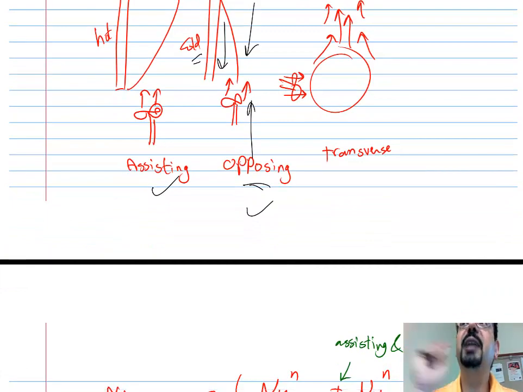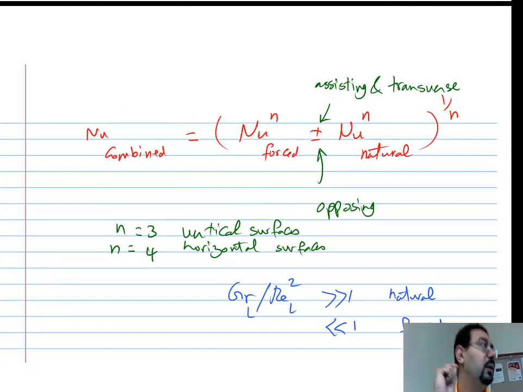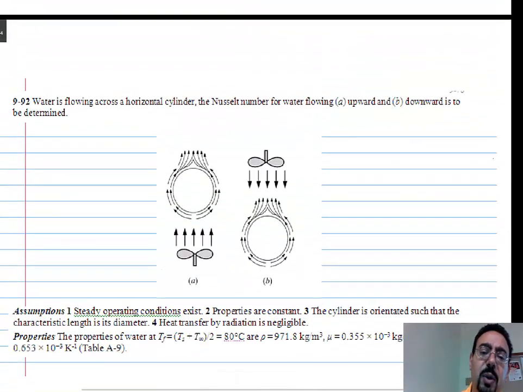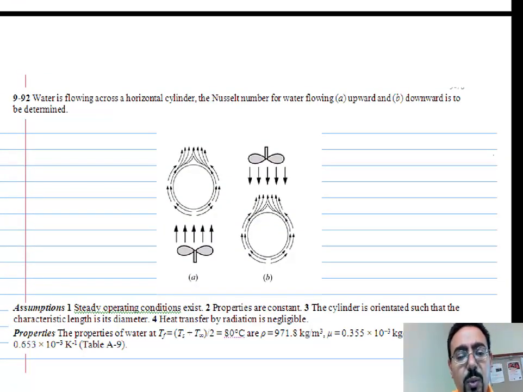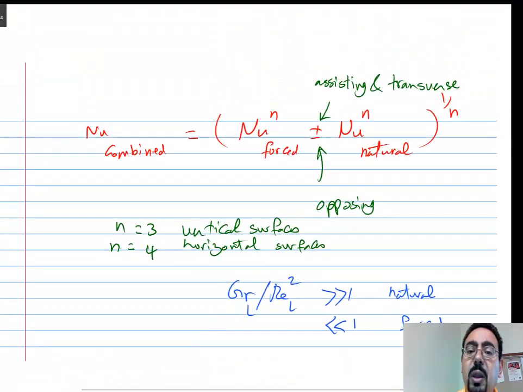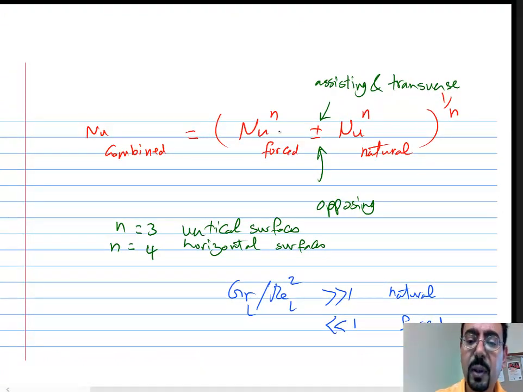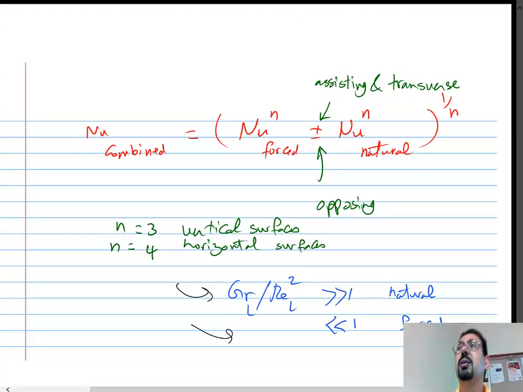But it's not simply H plus H or H minus H. Here is a formula for combined effect, and this is the problem probably I'm going to have for you for your homework. So one time the fan is helping the natural convection, the other time the fan is opposing natural convection. All right? Of course, we actually resort to this if it's not one of those cases.